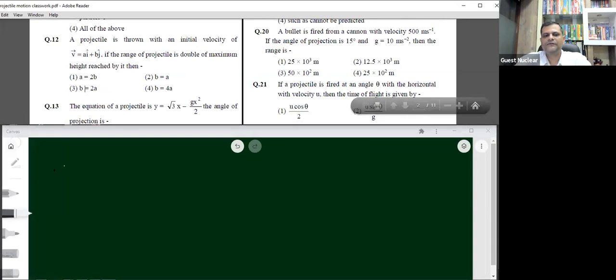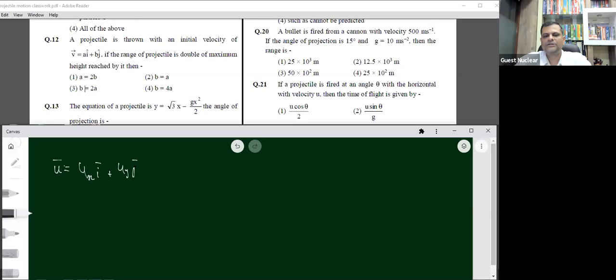देखो initial velocity का formula क्या होता है? U is equal to ux into i bar plus uy into j bar. यही होता है initial velocity का formula in terms of i bar and j bar. ux and uy are the horizontal and vertical components of this u. So since this u bar is already given to be a i bar plus b j bar, we can conclude ux is going to be a, and uy is actually going to be b.